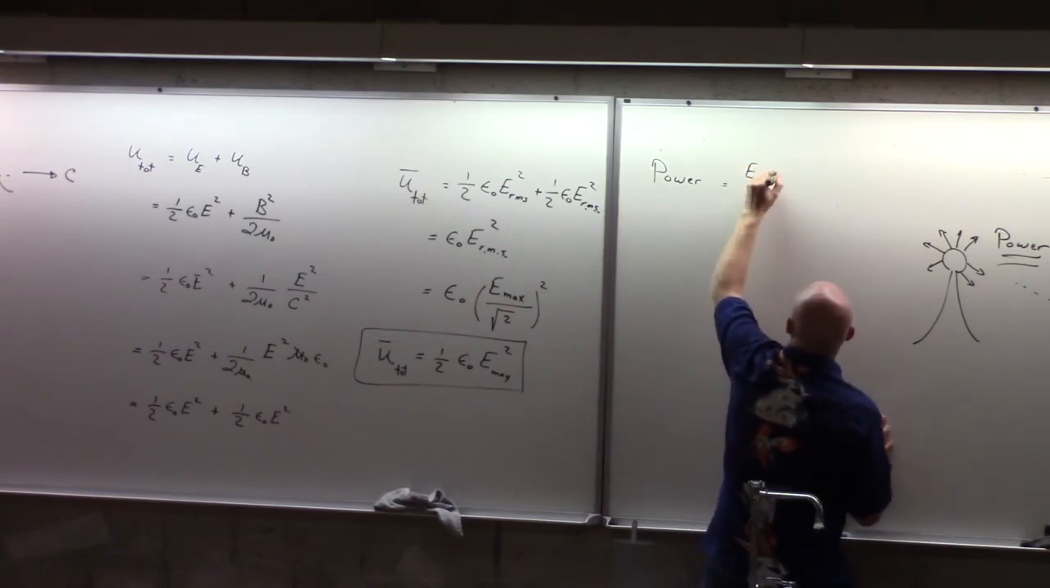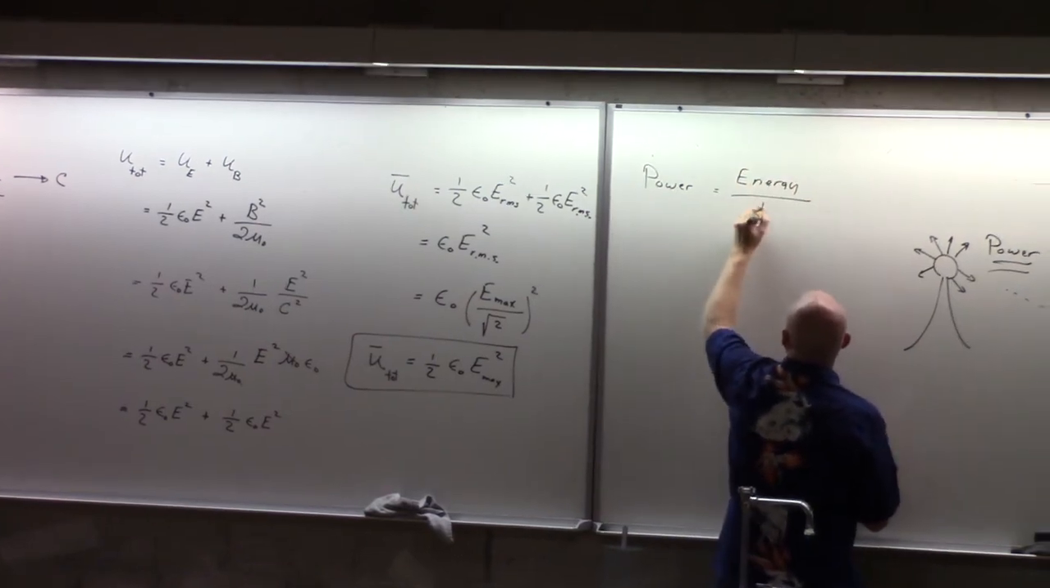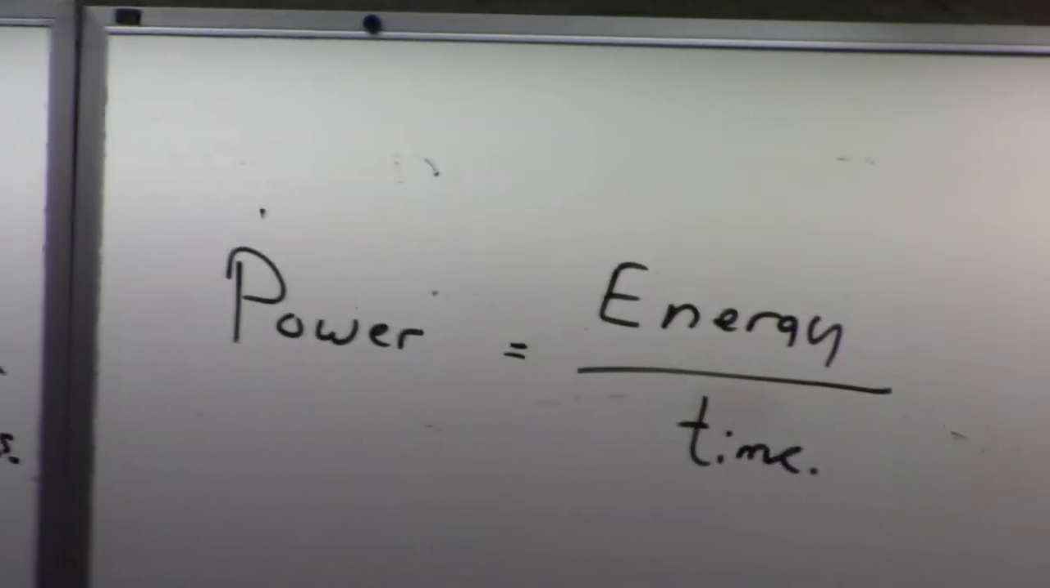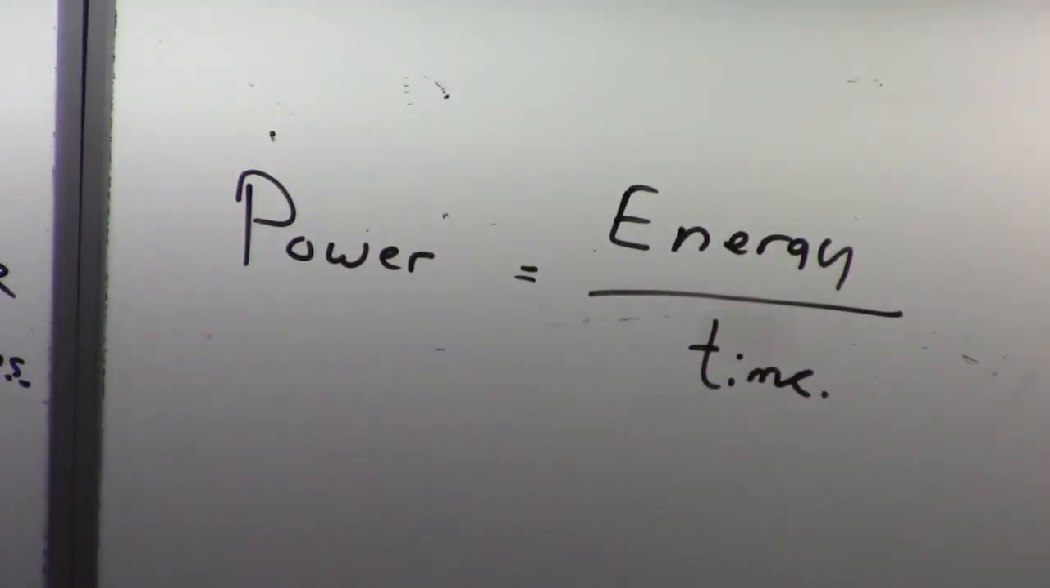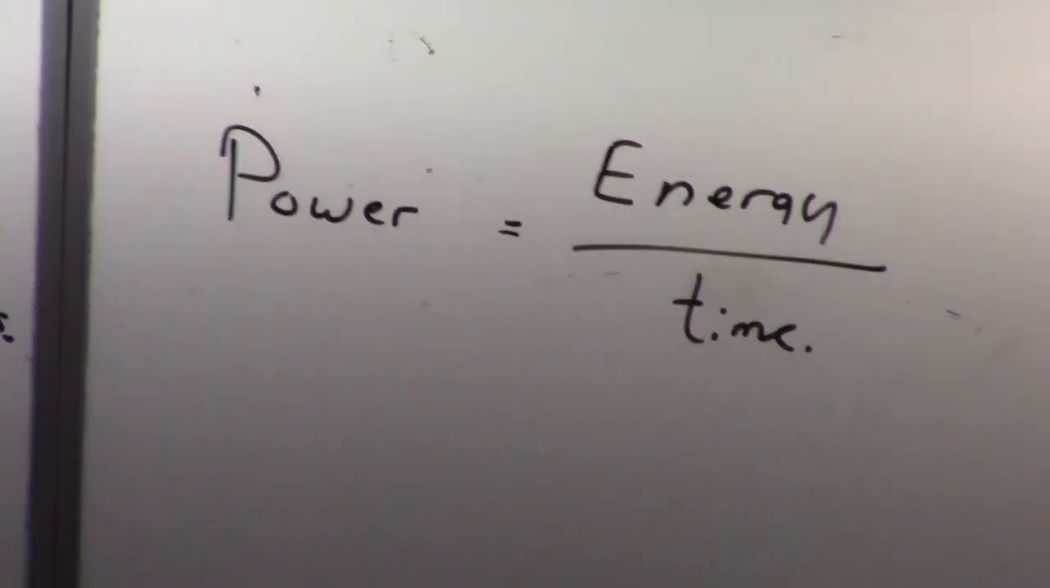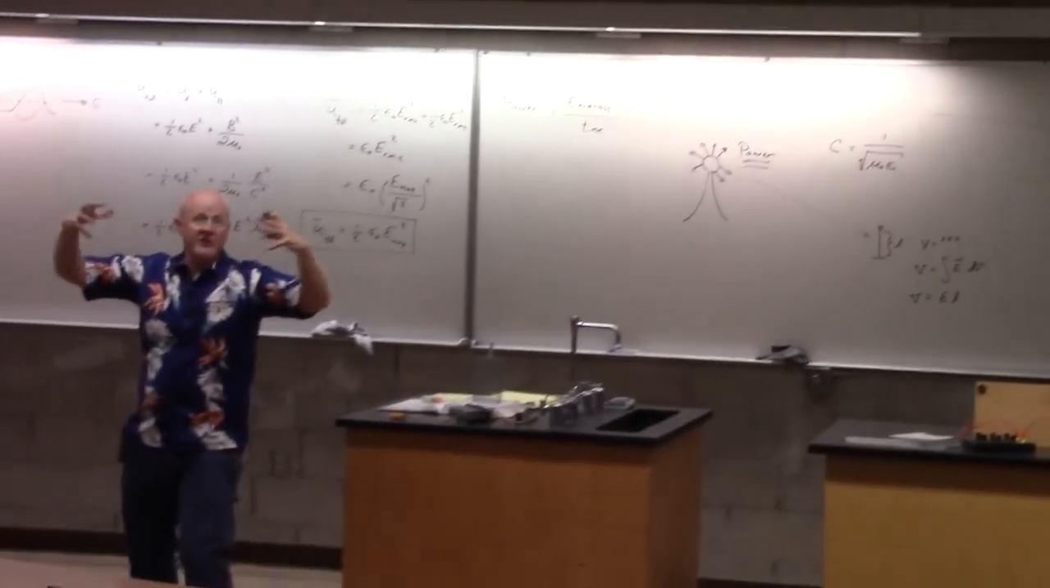Power is the energy per time. Now, this goes back to Physics 121. And so if we talk about the power of it, that's where this comes into play. This is the power being given off by our transmitter.